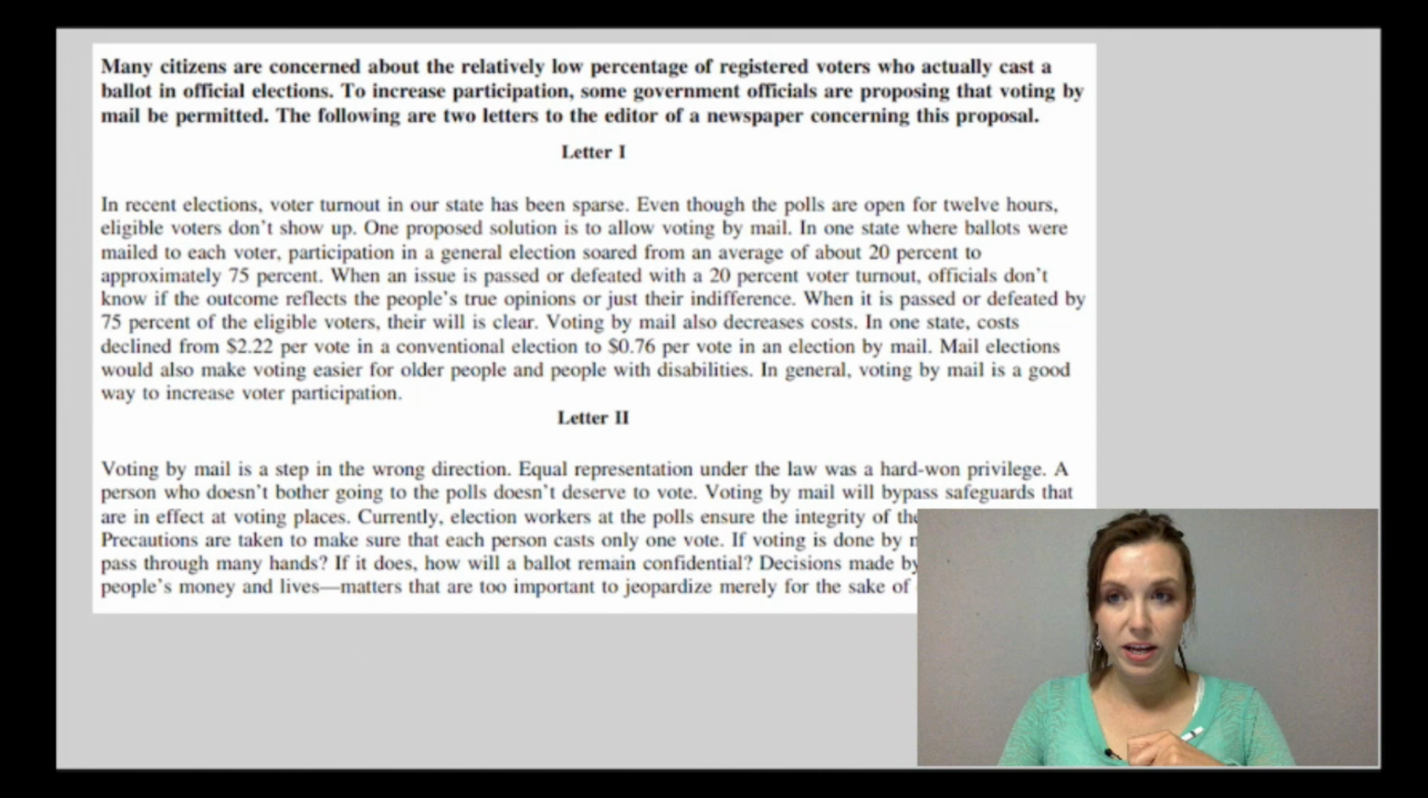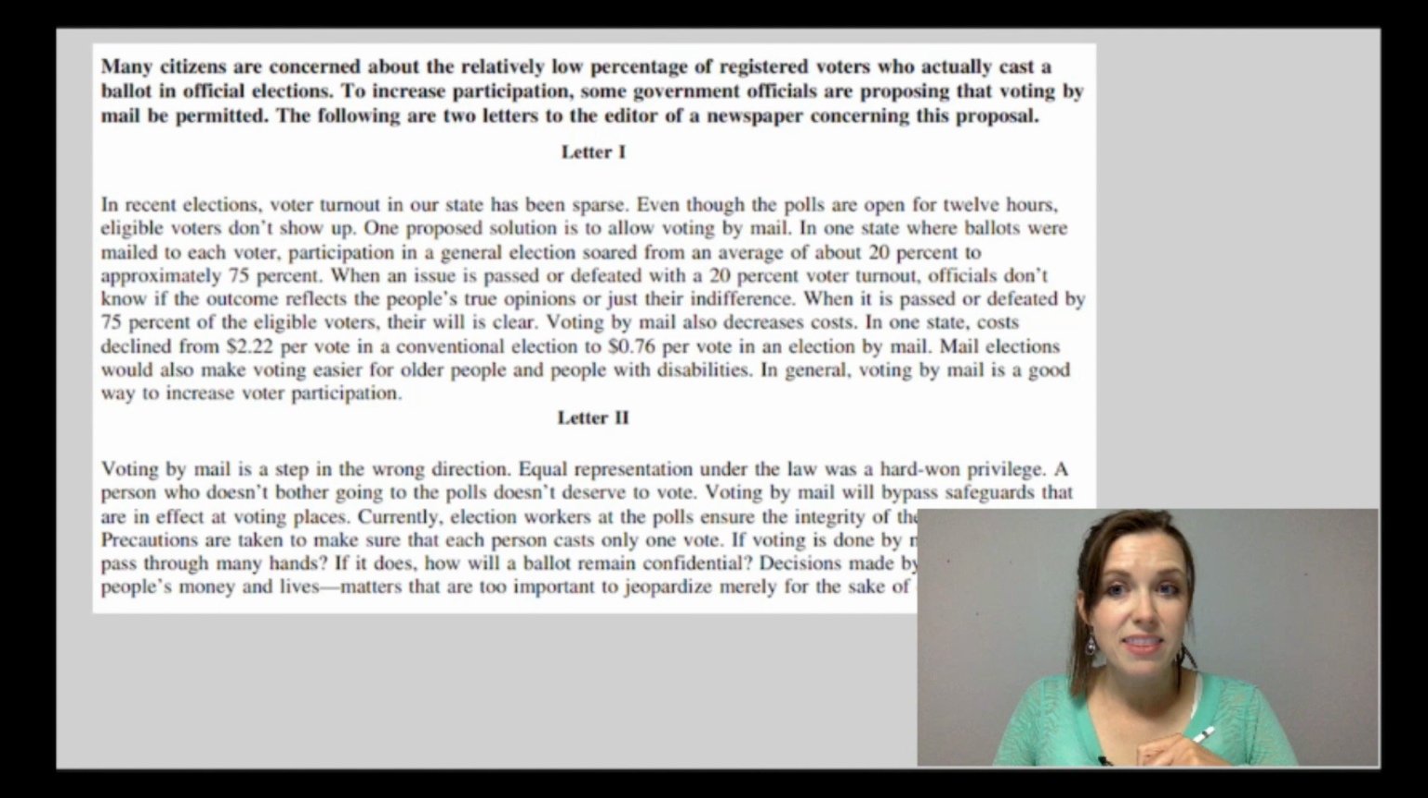Letter 1. In recent elections, voter turnout in our state has been sparse. Even though the polls are open for 12 hours, eligible voters don't show up. One proposed solution is to allow voting by mail. In one state where ballots were mailed to each voter, participation in the general election soared from an average of about 20% to approximately 75%. When an issue is passed or defeated with a 20% voter turnout, officials don't know if the outcome reflects the people's true opinions or just their indifference. When it is passed or defeated by 75% of the eligible voters, their will is clear.